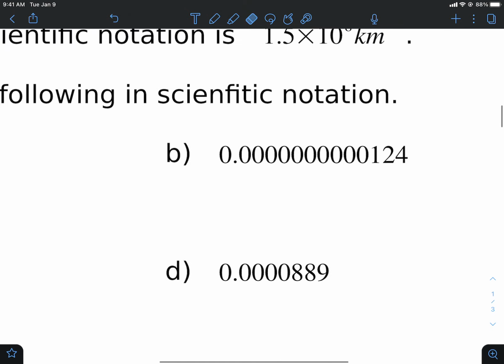We'll do this one. So same thing here. You look at the number. That's a lot of zeros, so you don't want to type that in your calculator. So say, okay, I need the decimal to be right there. How do I move the decimal? Well, it goes 1, 2, 3, 4, 5, 6, 7, 8, 9, 10, 11.